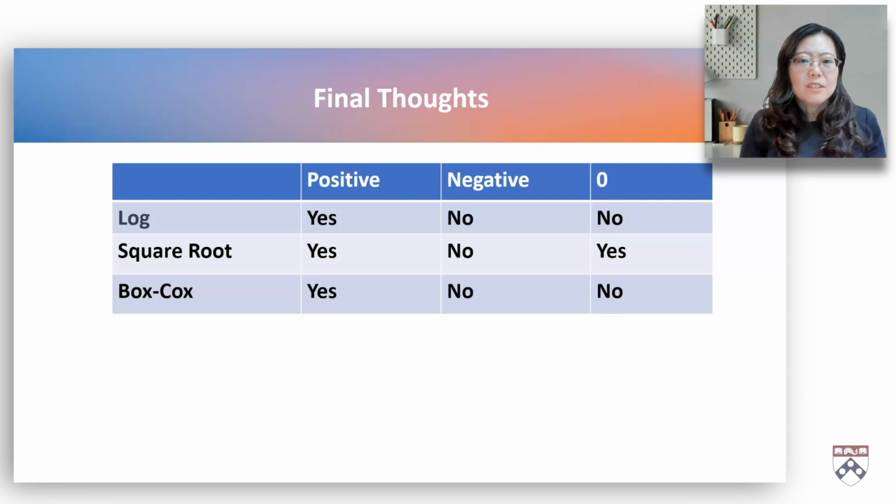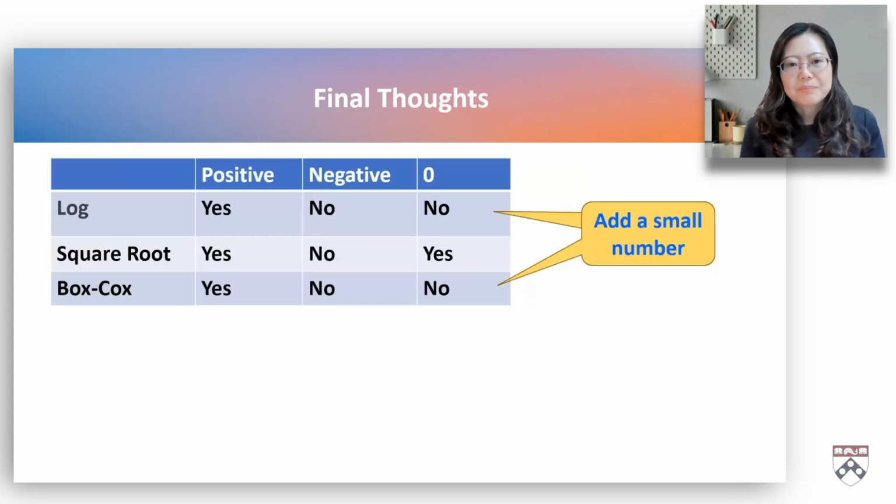Log transformation is applicable only to positive values. Square root transformation is applicable only to non-negative values. Box-Cox transformation is generally applicable to positive values, but it may have constraints based on the selected lambda parameter. It's common that the data contains zeros. In this case, we can add a small number to the data so that we can perform log and the Box-Cox transformation.